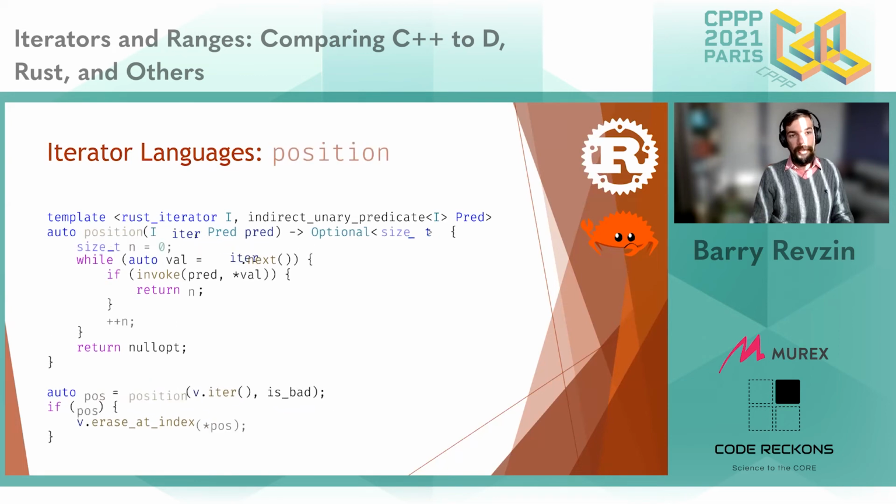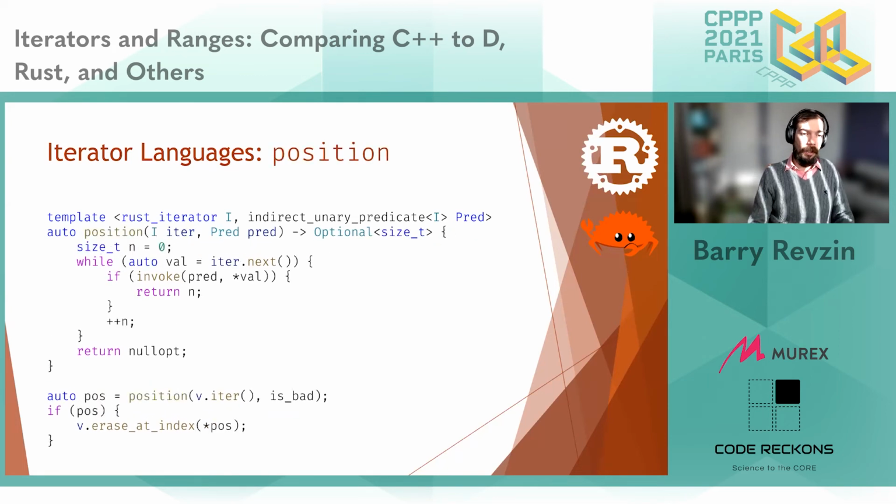So I can generalize this a bit and bring back position, this algorithm that I showed earlier when talking about D, which now returns an optional index of the first element that satisfies the predicate. And so now I have this more general erase at index that can work for any container, but I really hope that V is random access at this point. Now, this will work fine for vector, and this will work fine for deque, even though it's not contiguous.